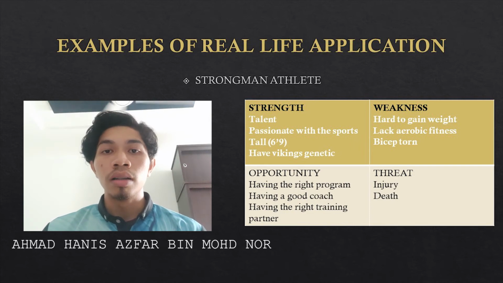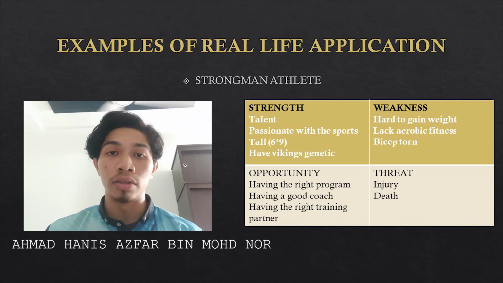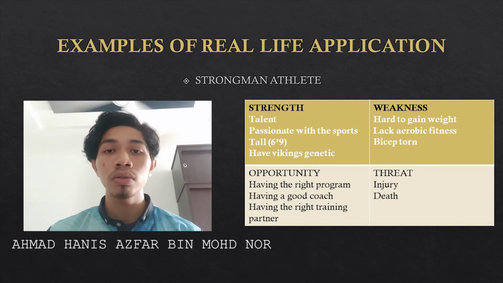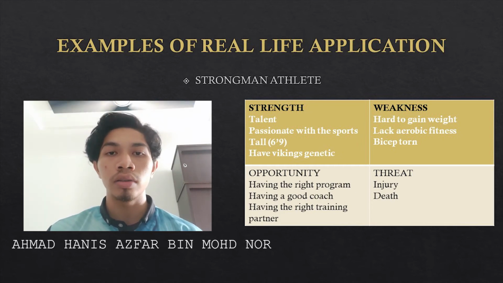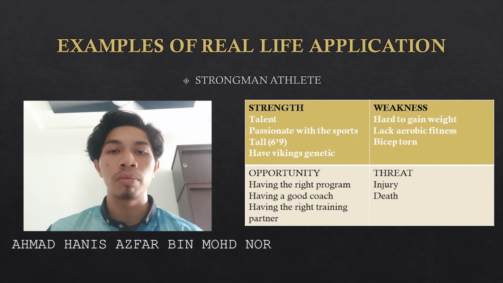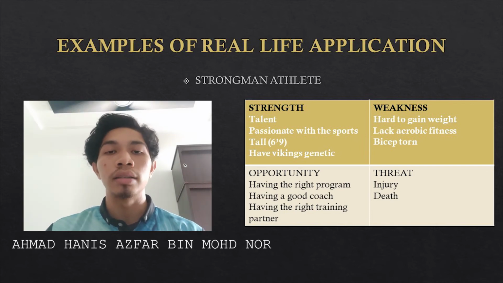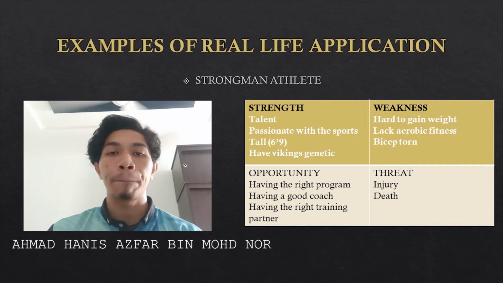So we are going to first analyze the internal factors, which are the strengths and the weaknesses. So maybe for the strengths, the strongman athlete would have the talent and also the passion in order to win the competition. And also, maybe a strength for the strongman athlete is his tall stature, maybe 6'5", 6'9", which is really tall for strongman competitors, and also having the right genetics such as Viking genetics.